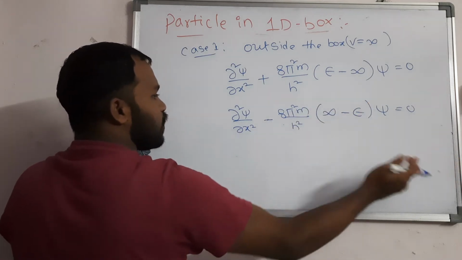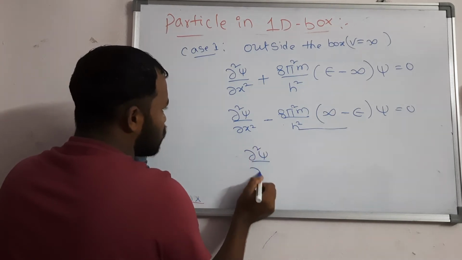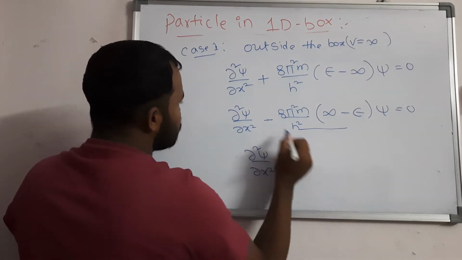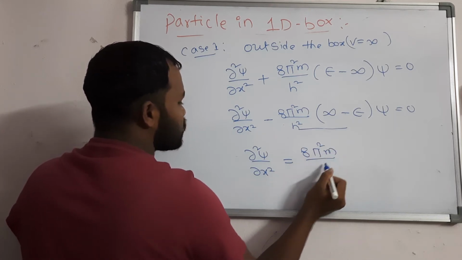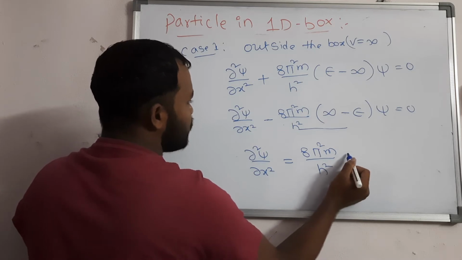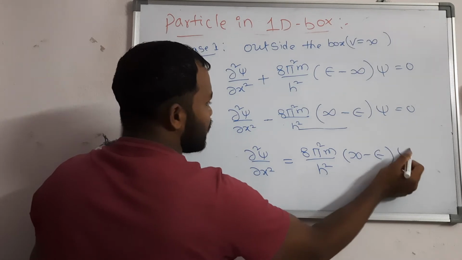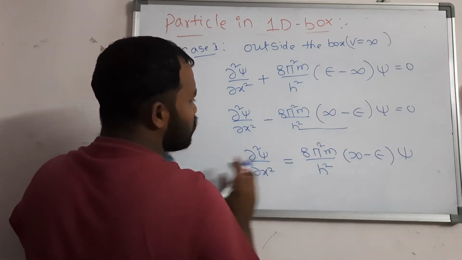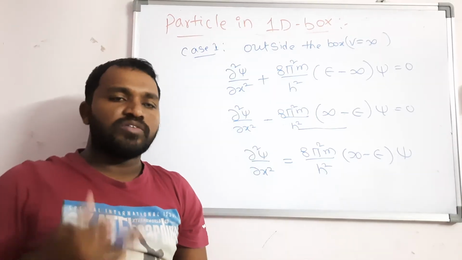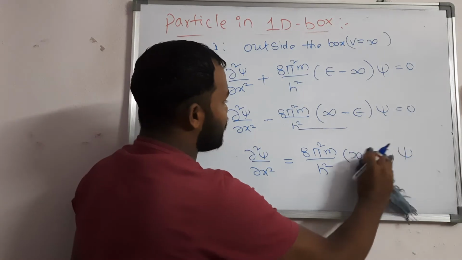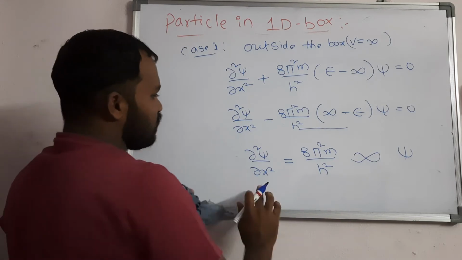So next step I am going to take this term to the right side. What will you get? Dou square psi by dou x square is equal to, if the minus term goes that side, what happens? Plus, right. 8 pi square m by h square into infinity minus E into psi. Directly you can write infinity minus E is nothing but only infinity. If infinity is there and you subtract some value, you get only infinity. So in place of infinity minus E, you should write infinity. So this is the value you got.